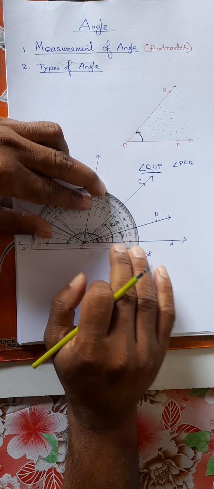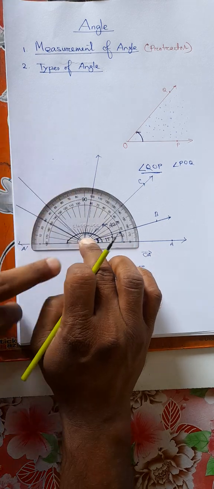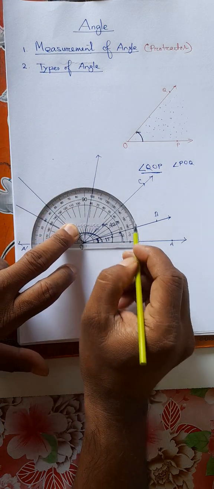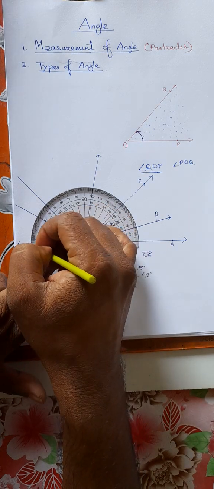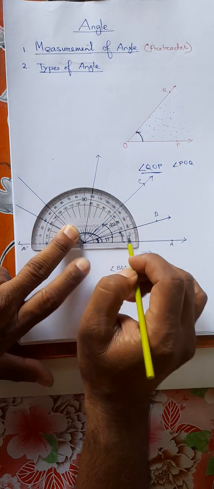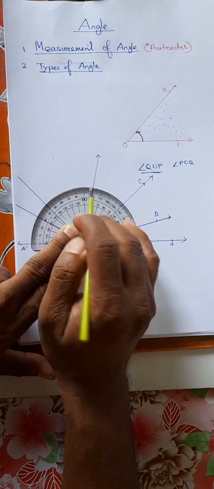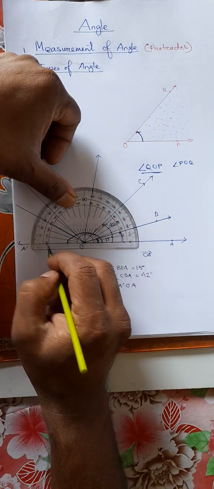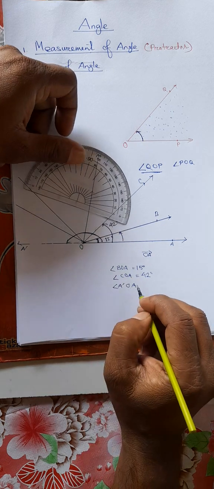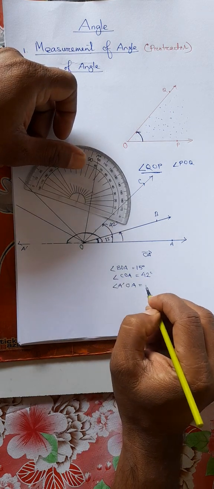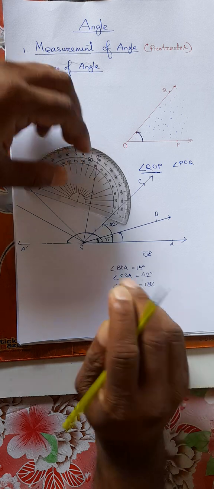You see, from 0 point you start here. So this is 10 degree, 20 degree, 30 degree, 40 degree. In this way, finally we arrive at 180 degree. So angle A dash OA is 180 degree.